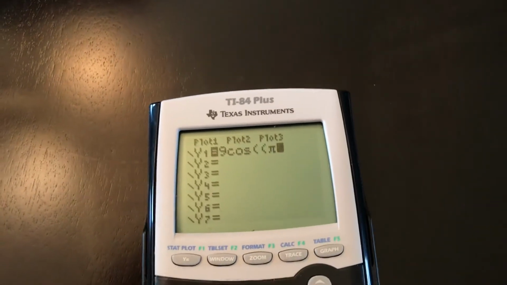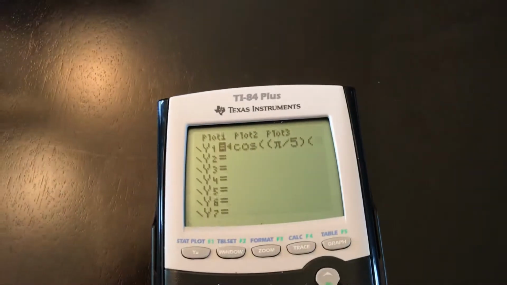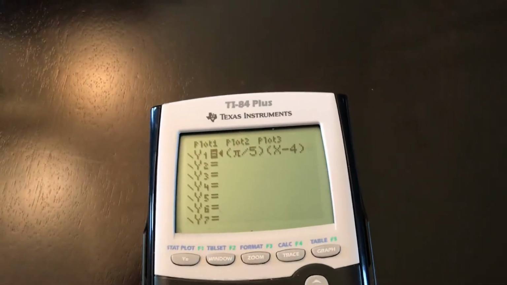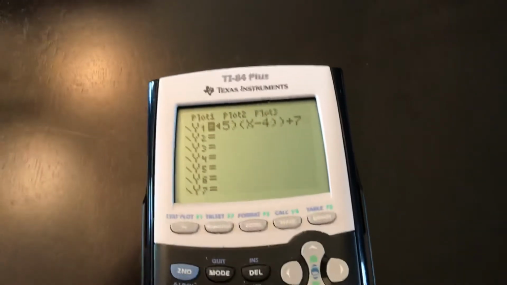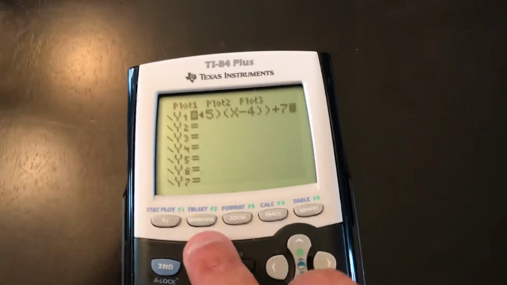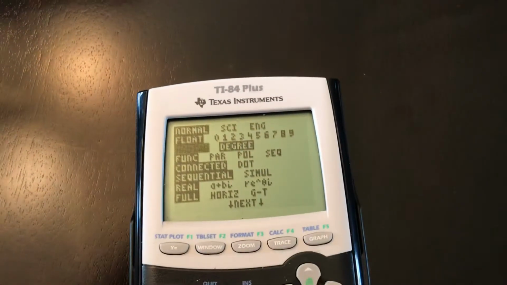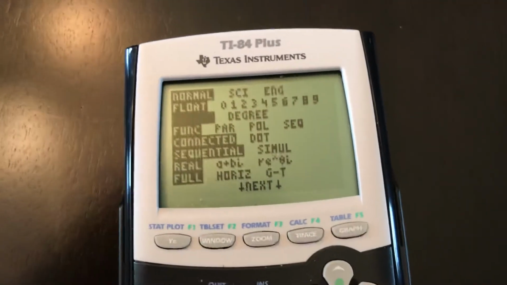So a pi over 5, and then we had a t minus 4, or an x in this case we're going to have to use. All of this is part of the cosine, so we've got to close out the cosine parentheses, and then we want to add 7 for the midline. And anyway, to be able to graph this, make sure that you're in Radian mode, which is what we're using. We're using 2 pi to do the graph here, so make sure you're in Radian mode.